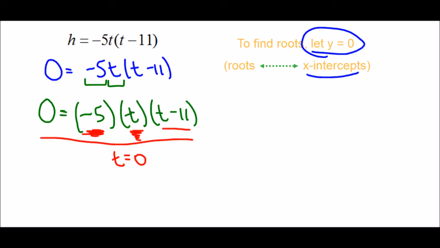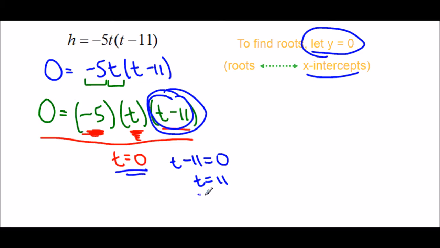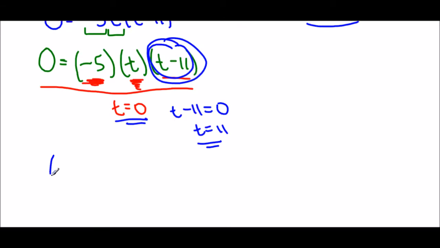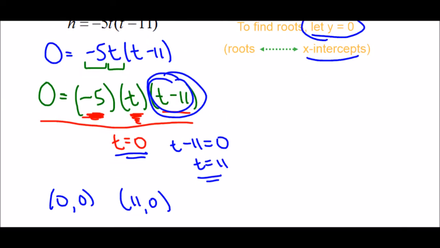Now let's look at the third factor, t minus 11. Can I make this into 0? Sure. T minus 11: if I want that to equal 0, I just have to make t equal 11. If I make t equal 11, this bracket is 0, and 0 times 11 times negative 5 is still 0. So there are two answers that satisfy this equation, and that means there are two roots. One root is when t equals 0, and the other is when t equals 11. Those are the roots of this equation.